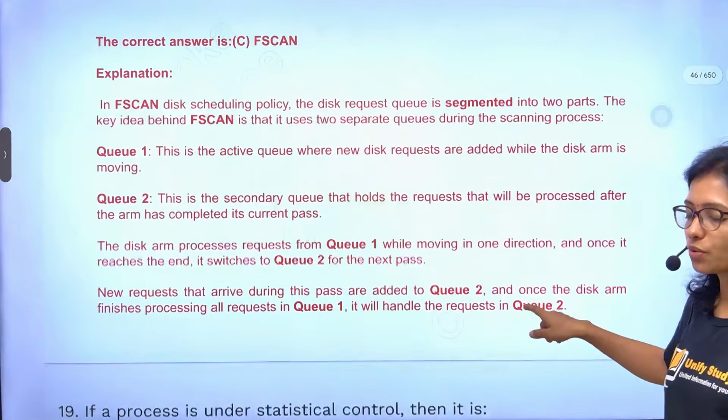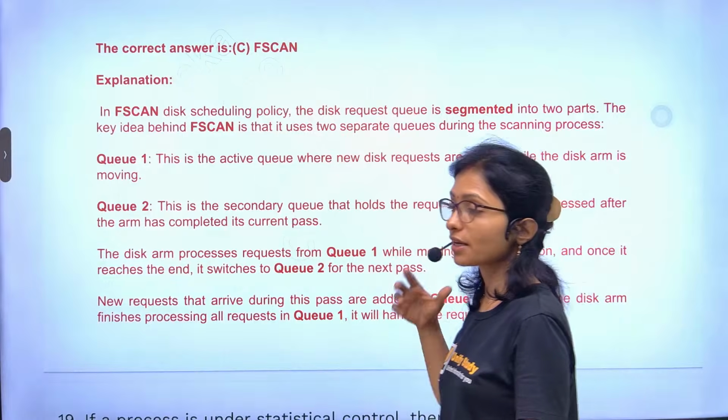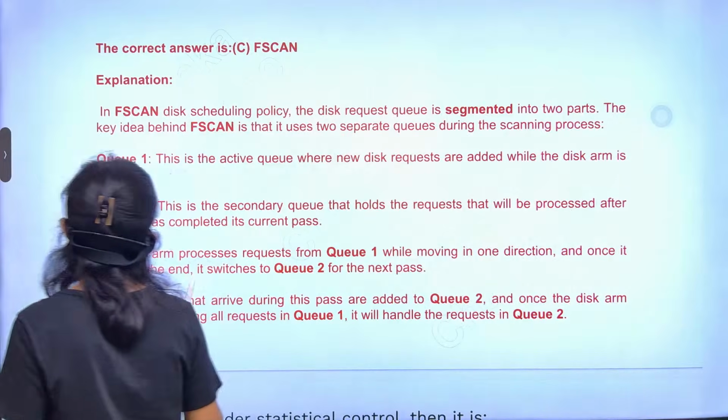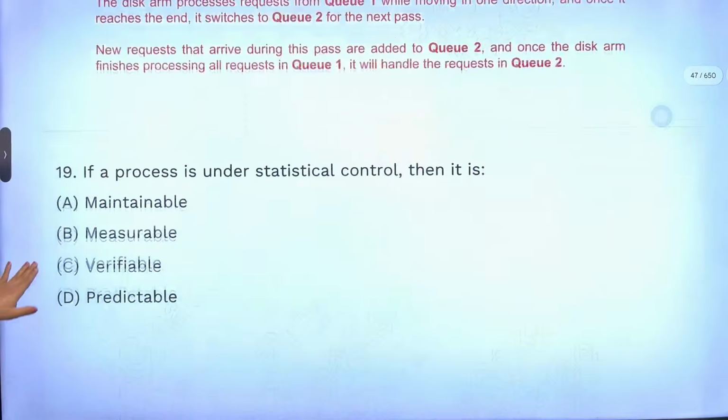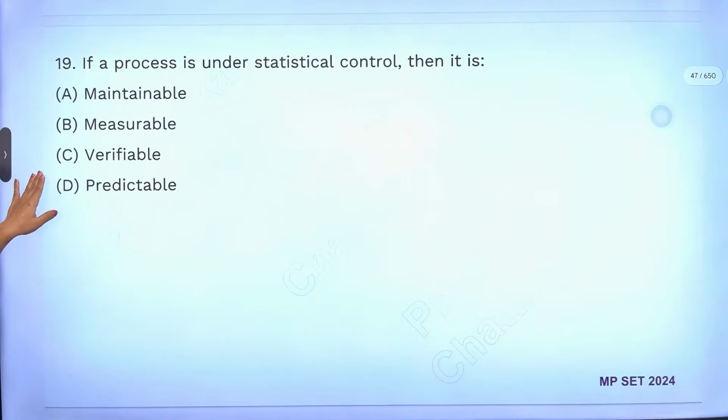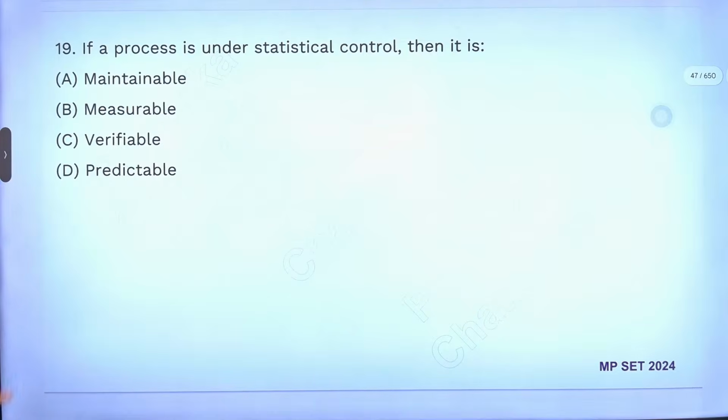Maybe most of you did not learn SCAN. SCAN is also another algorithm, and the question came from here, and that's why it is important to remember. Now do this. If a process is under statistical control, then it is what?